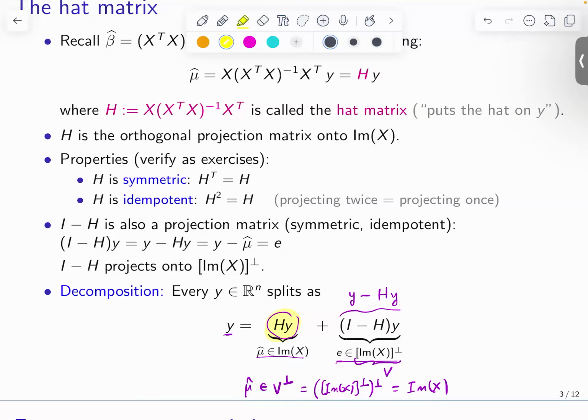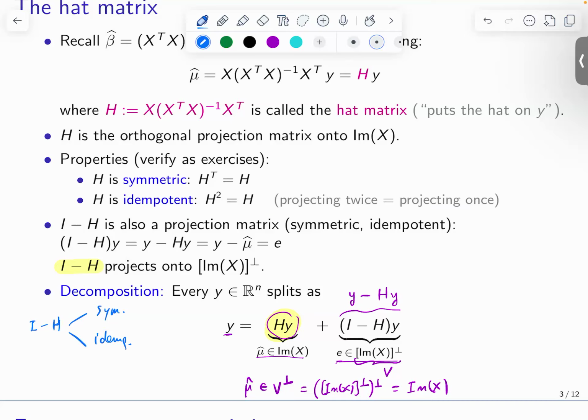And you can actually easily verify algebraically that this satisfies the property. So I minus H is both symmetric and idempotent. Just multiply it out, square it, and it follows that it's idempotent and also symmetric. So it's really an orthogonal projection.